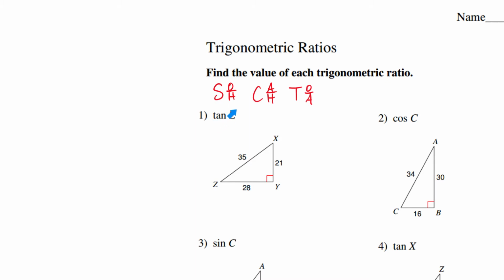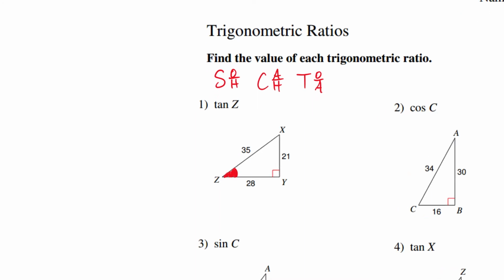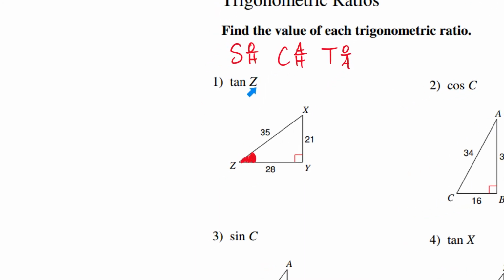First, I'm going to go down here to angle Z, and I'm going to shade in angle Z just so I keep up with the angle I'm dealing with. You can see right here, angle Z, just shade in that angle. Now let's label it. Remember, I'm always going to label it in this order: H, A, O. Always do it in that order. So which side is the hypotenuse? 35. Which one's the A? 28. Which one's the O? 21.